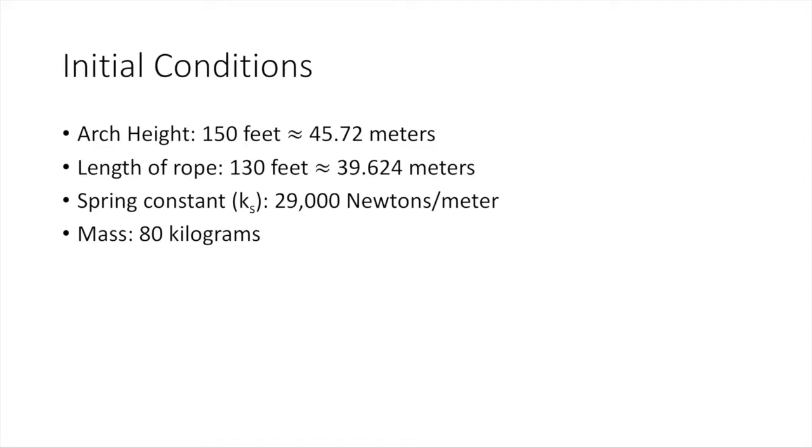Before I began my modeling, I did some research in order to establish some initial conditions. The height of the arch is approximately 150 feet, or approximately 45.72 meters. The length of the rope is approximately 130 feet, or approximately 39.624 meters. The standard spring constant for a rope is 29,000 newtons per meter. I used a weight of 80 kilograms, the average weight of an American male.